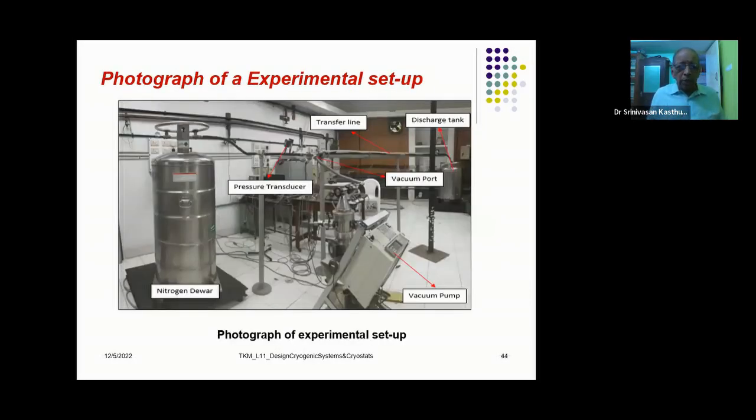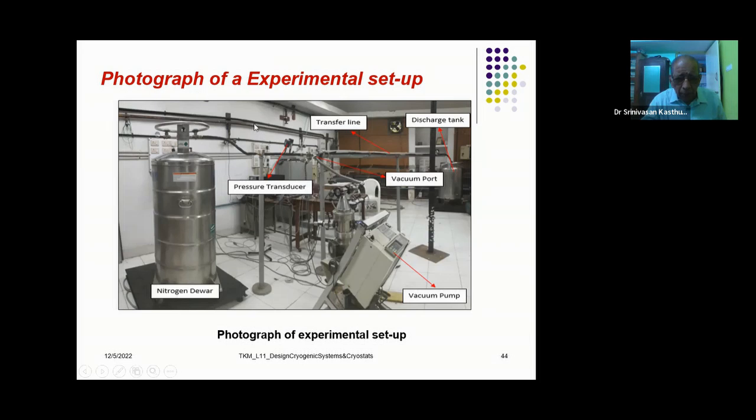You can also think of an experimental arrangement for evaluating its performance. What is the performance evaluation? What they do is they like to find out how much of the cryogenic fluid is transferred through this transfer line, how much is vaporized, how much liquid one is able to collect, and what sort of pressure drops happen over the length.